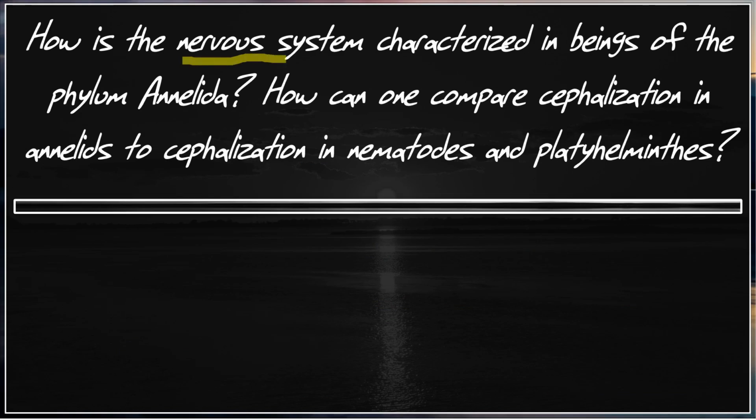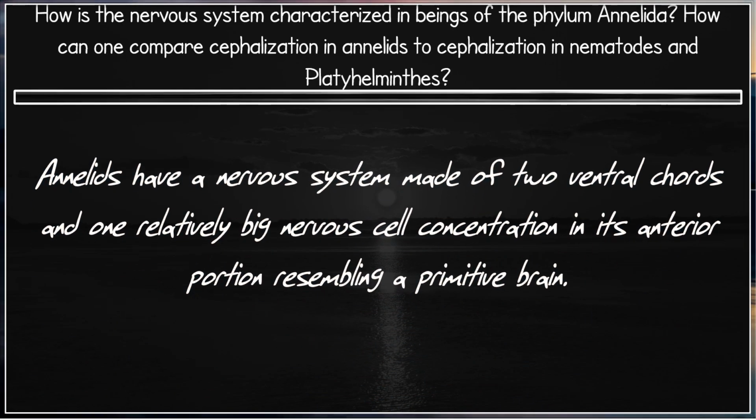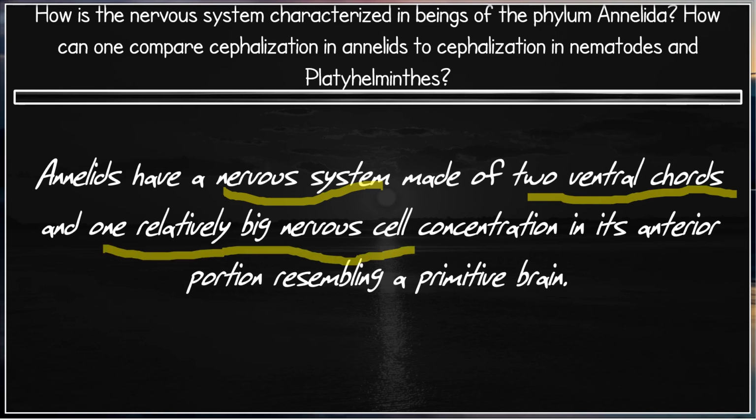How is the nervous system characterized in beings of phylum Annelida? How can one compare cephalization in annelids to cephalization in nematodes and platyhelminths? Annelids have a nervous system made of two ventral cords, with a relatively big nervous cell concentration in its anterior portion, resembling a primitive brain.